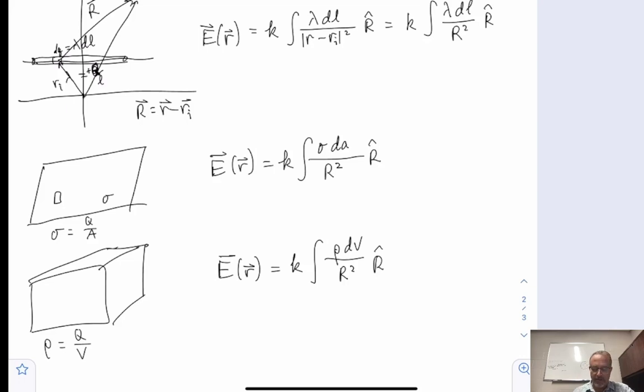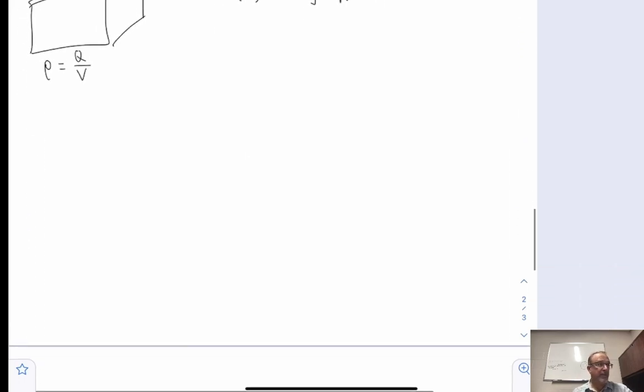Let's look at a quick example of how you would do that with, let's say, a line segment. This is example 5.5 in the book. It says find the electric field at distance z above the midpoint of a straight line segment of length L that carries a uniform line charge density lambda.